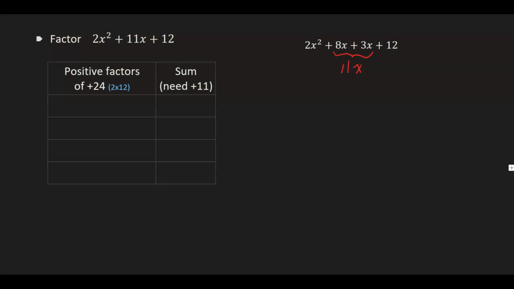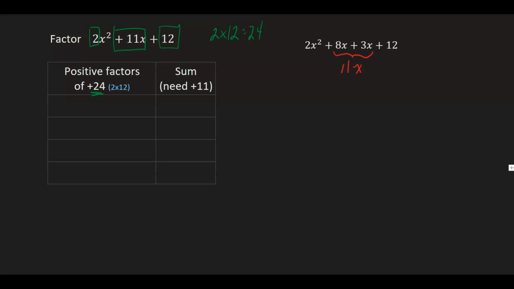All right, so let's try this one. The leading coefficient is not 1, it's a 2. What we are going to do is multiply the leading coefficient by the constant at the end. And so 2 times 12 is 24. And we are looking for two numbers whose product is 24 and whose sum is 11. We need a sum of 11.